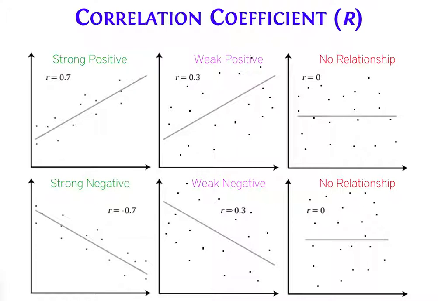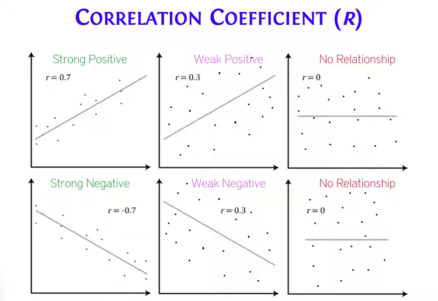Positive values mean that as one variable increases, the other variable also increases. If you plot the data, they slope upwards, like they do on the top here. Negative values mean that as one variable increases, the other variable decreases. The data slopes downwards. Values closer to positive or negative 1 indicate a strong relationship. You can predict one variable very well using the other, and the data will start to form a line the closer you get to 1, positive or negative.